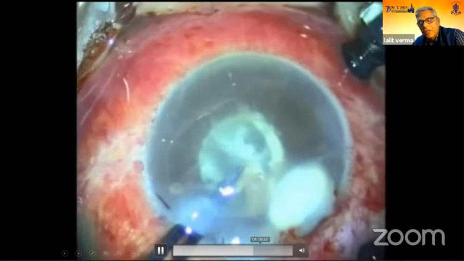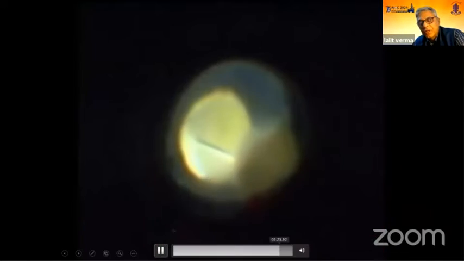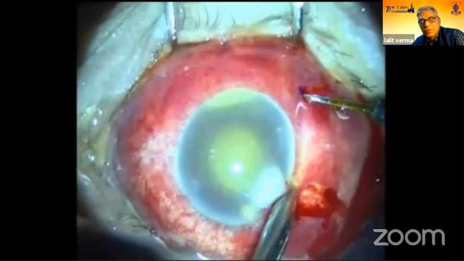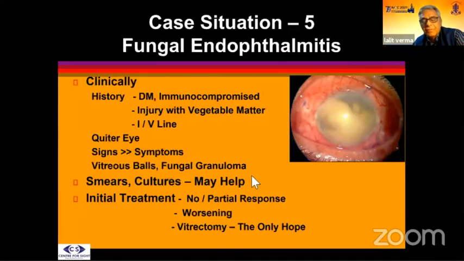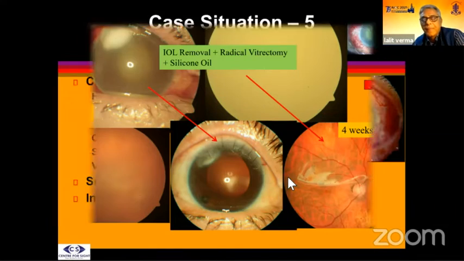And then do a radical kind of vitrectomy and put in the oil. So this was the same patient after this radical vitrectomy.